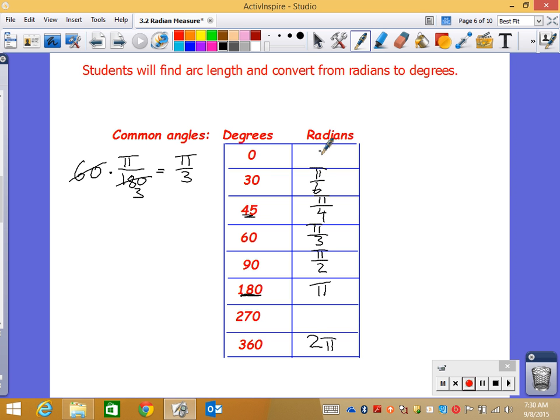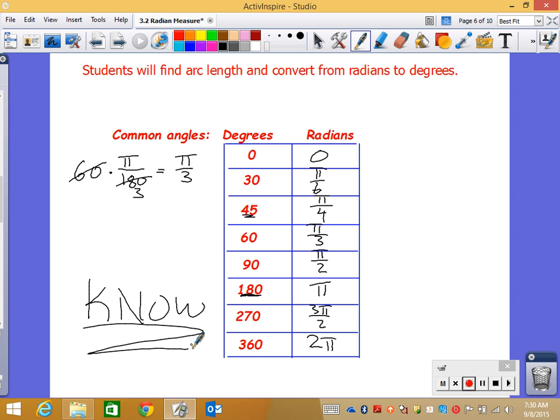Again, 0 would just be 0. We can plug that into the conversion factor. It's still going to be 0, because we're multiplying a conversion factor by 0, so we always get 0. To get 270, we can think of it in terms of multiplying 90 by 3. So we take pi over 2 times 3, or just 3 pi over 2. This table is something you're going to want to know and memorize and be able to do in your sleep. So take some time to memorize that and really hammer out all of these conversions.